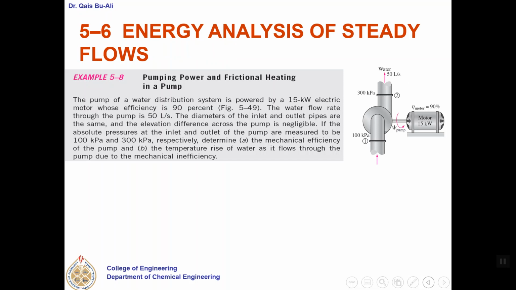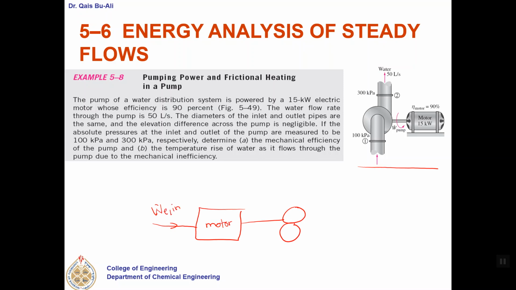I will read it and try to sketch the problem with you, other than the sketch in the book. So let us go through it. The pump of a water distribution system is powered by a 15 kilowatt electric motor whose efficiency is 90%. I'm going to draw as usual something like this. Let me assume that this is my motor. This is W_EN, and here is W shaft, or W pump.